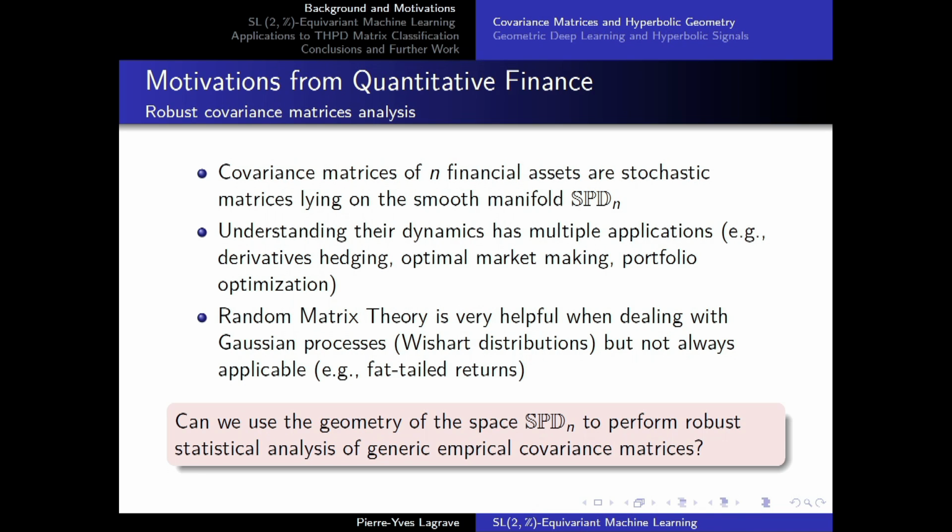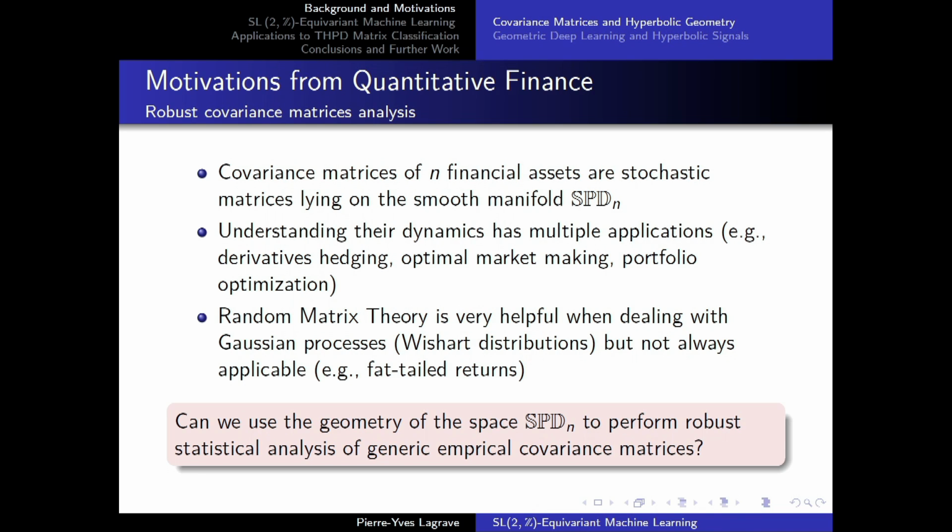So we do have several tools that are useful to analyze this type of matrices, and one of them is what we call random matrix theory. This one is very helpful when, in particular, dealing with Gaussian processes. If you have Gaussian processes, then you can put a specific type of distribution on empirical covariance matrices, which is called the Wishart distribution. And if you look up this type of distribution, you can see many theoretical results, which are quite helpful in practice. However, again, in practice, we don't always work with Gaussian processes.